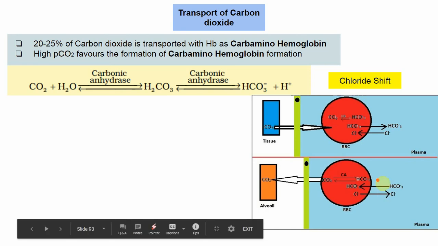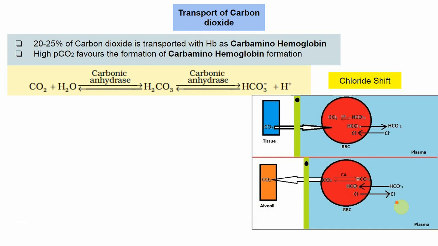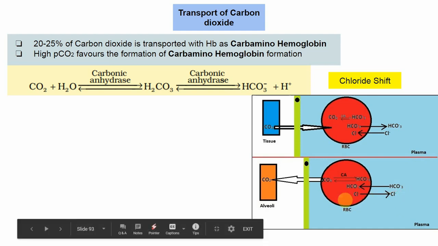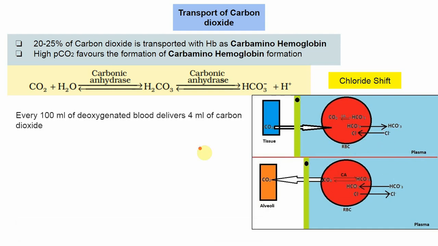Now when the deoxygenated blood reaches the alveoli, you can see that the chlorine comes out of the RBC and the bicarbonate ion enters back into the RBC, and this bicarbonate ion is again converted back into CO2, which is released into the alveoli, and from the alveoli the CO2 is exhaled out, right? So it is the reverse of the reaction we have seen here. For every 100 ml of deoxygenated blood, around 4 ml of carbon dioxide is released.